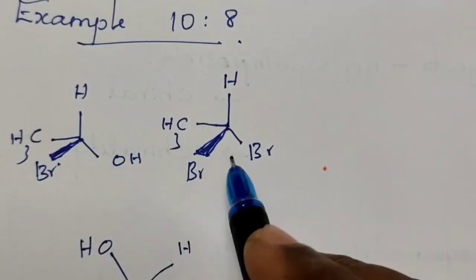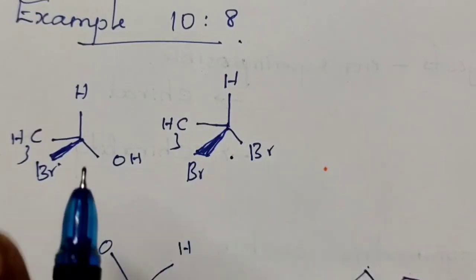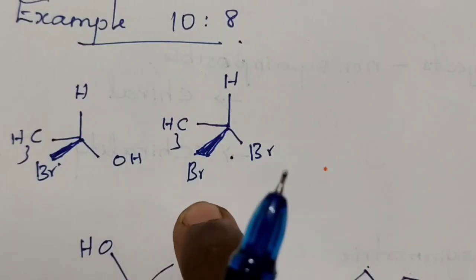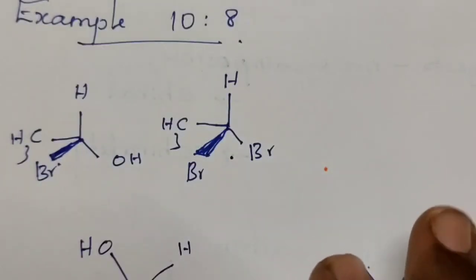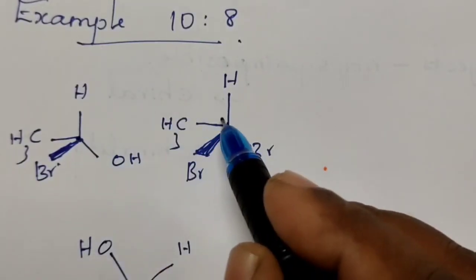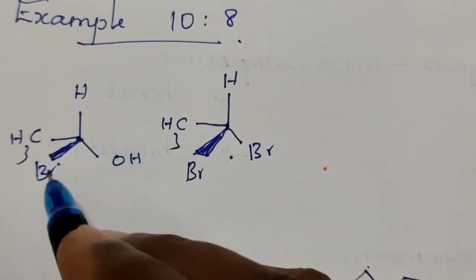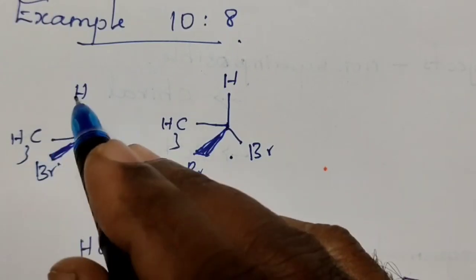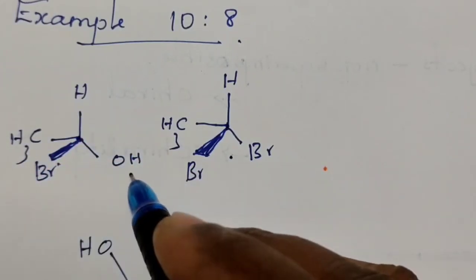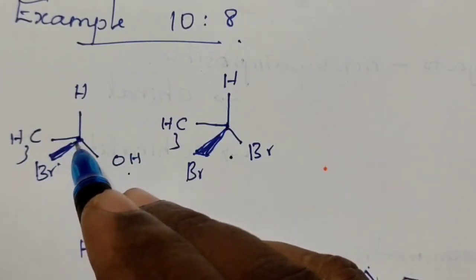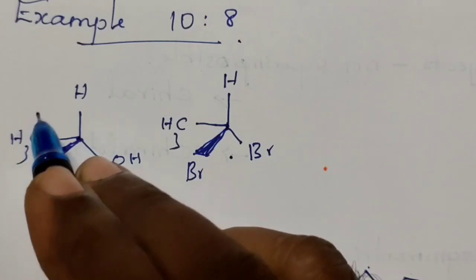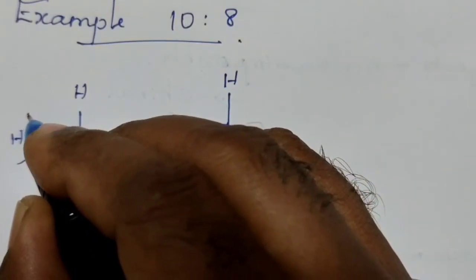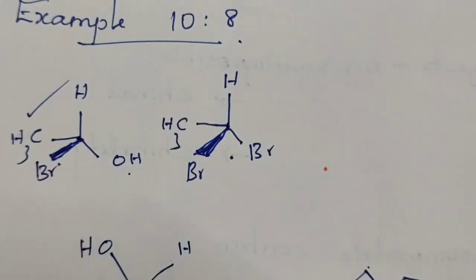These are the two given compounds. Among these, we have to find out which one is achiral and which one is chiral. See, this is the central carbon atom, tetrahedral, surrounded by 4 different groups: 1, 2, 3, 4. One side H, CH3, Br, here OH. Tetrahedrally, the central carbon atom is surrounded by 4 different groups, so it is a chiral carbon or asymmetric carbon.